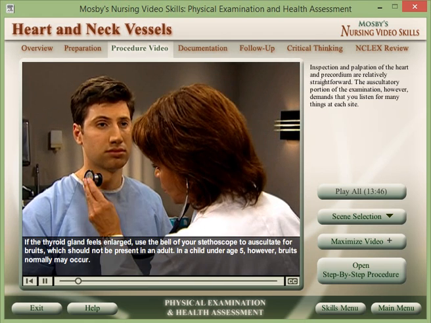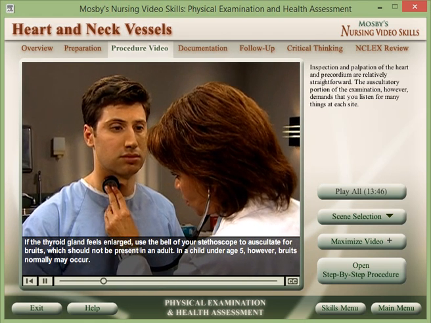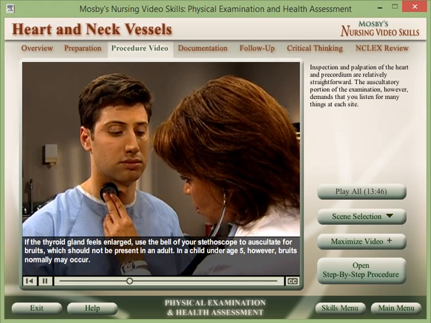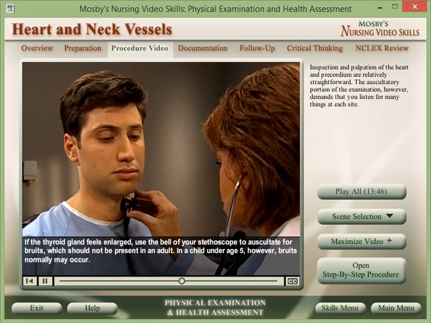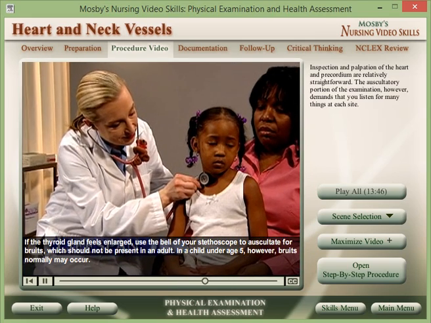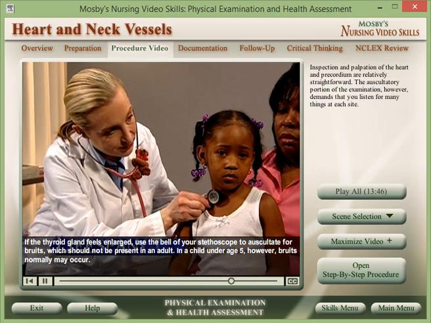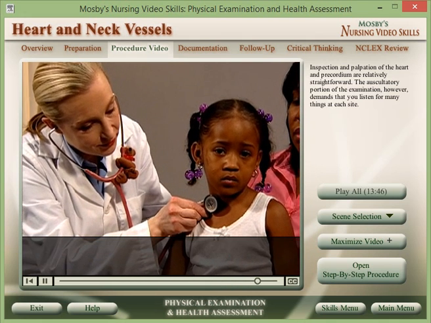If the thyroid gland feels enlarged, use the bell of your stethoscope to auscultate for bruits, which should not be present in an adult. In a child under age 5, however, bruits normally may occur.